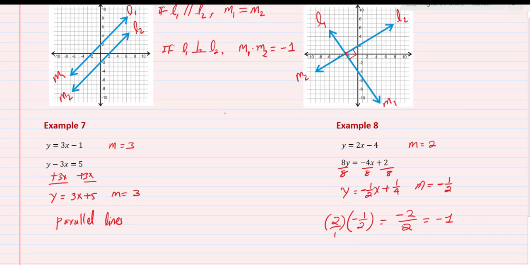Okay, this means the two lines are perpendicular, meaning they make a 90-degree angle. That's all it means.